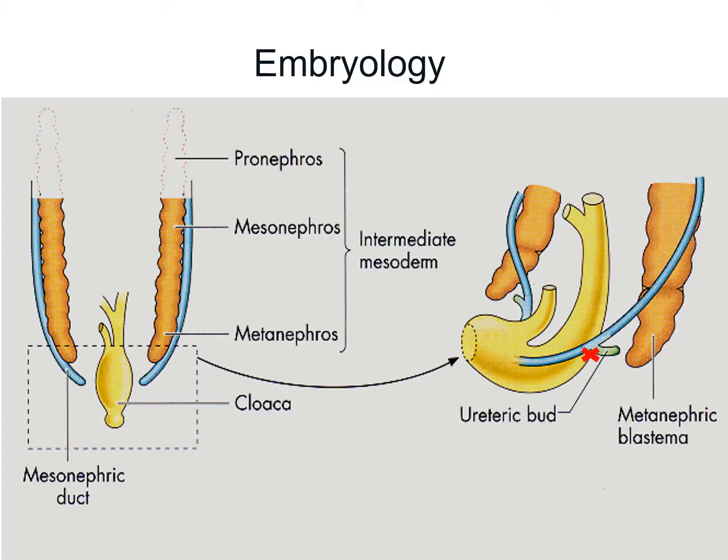On the left is depicted the sequential development process involving the pronephros, mesonephros, and metanephros. On the right is a depiction of where the ureters insert into the bladder, which is initially part of the cloaca. The cloaca then normally divides into an anterior bladder and urethra and a posterior genital tract.